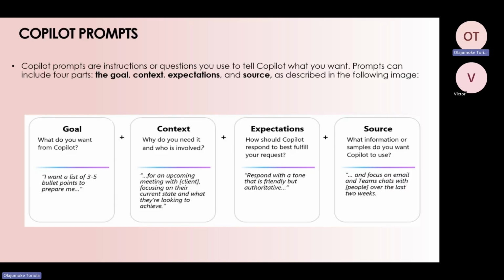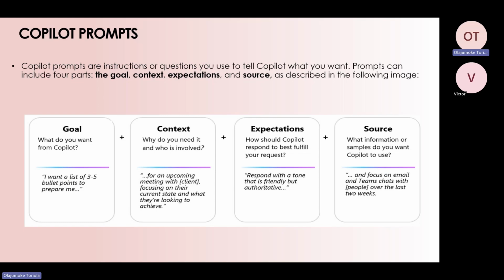And then when you look at Copilot prompts, last week Olalekan mentioned that Copilot prompts are instructions or questions you tell your Copilot, what you want. The four things that a prompt must include are: What is your goal? What do you want from Copilot? What is your intention? Then the context: why do you need it and who is involved?